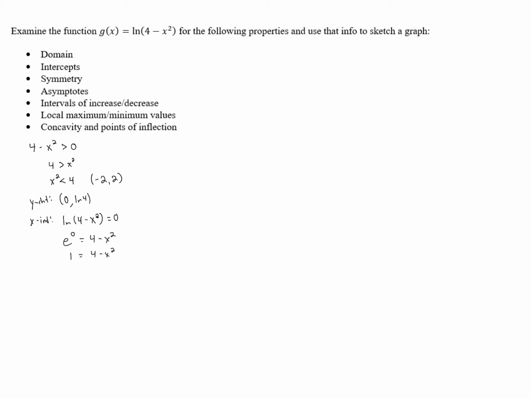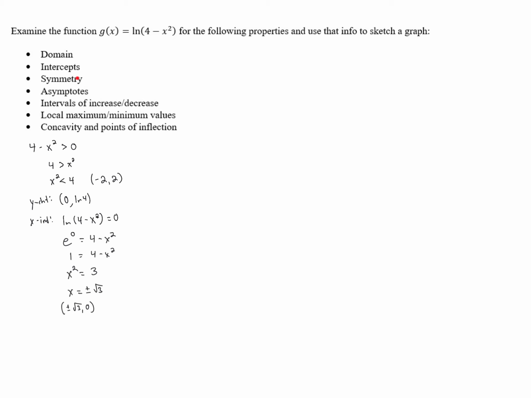If we subtract 1 from both sides and then add x squared to both sides to get that x squared alone, that's going to give us x squared equals 3. And so taking the square root, we're going to have plus or minus the square root of 3. So our x-intercepts are going to be at (plus or minus the square root of 3, 0). Interesting.